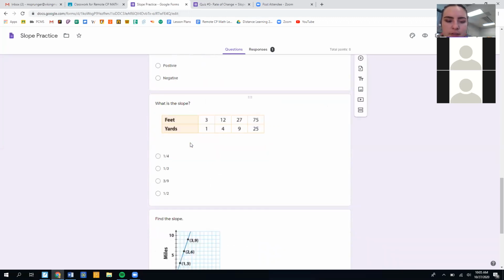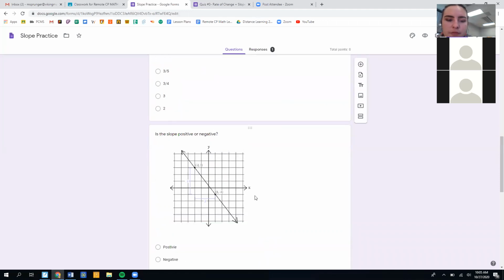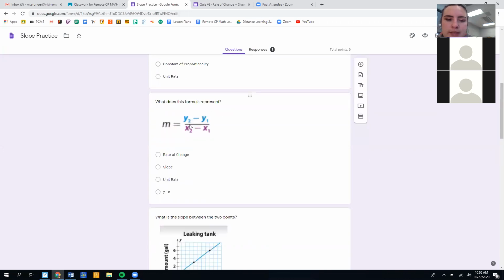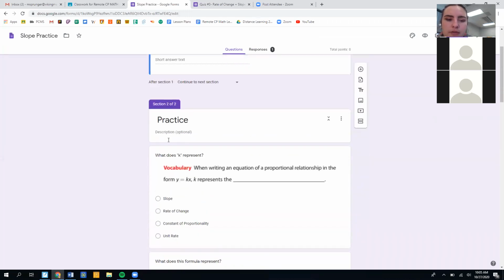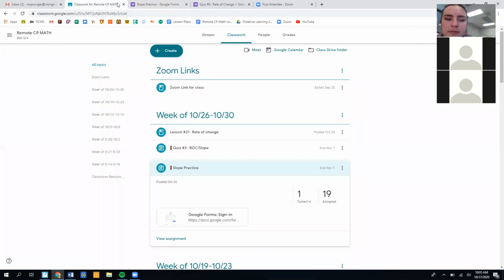So can you find slope? Can you determine if a slope is positive or negative? Which I'll talk about a little bit more tomorrow. What is the slope between these 2 points? What does the formula represent? So this is just real quick practice for you, but I'm going to add some more practice for next week so you can practice plotting points, that kind of thing.